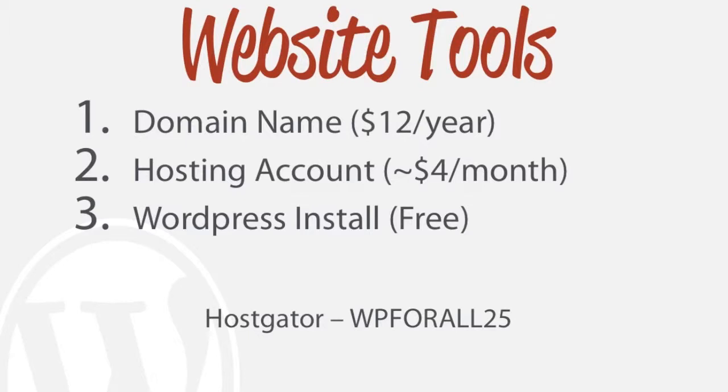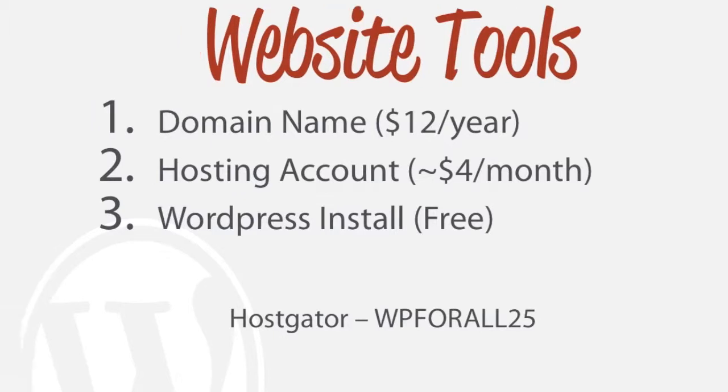And so to start it off, the first thing, the domain name, is going to cost around $12 per year. Secondly, the hosting account is going to be hosted through HostGator, although you can choose whichever hosting company that you want. But that's going to cost around $4 a month with HostGator, and using the coupon code WPFORALL25, we were able to save you guys a few extra dollars. And third, we're going to be using WordPress to actually design our websites, and that's going to be absolutely free.